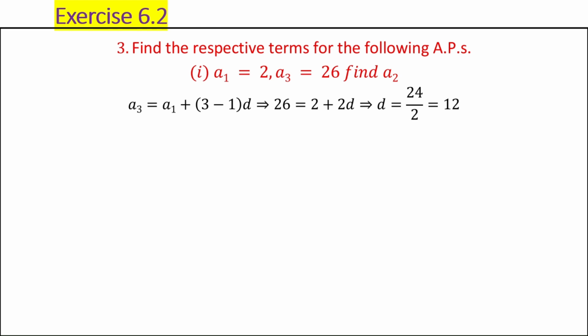But let's just follow the same way we are solving the other problems, because we have a template fixed here. So A3 equal to A1 plus (3 minus 1) into D, which is 26 equal to 2 plus 2D, or D equal to 12. Once you know the D, A2 equal to 14. If you do the average, 26 plus 2 is 28, 28 by 2 is 14, same value. Alright. Next.